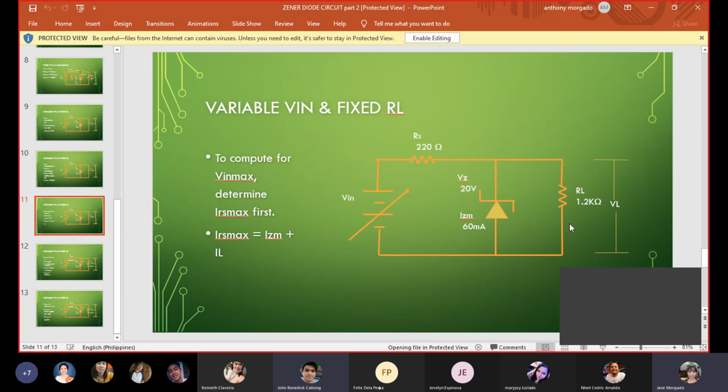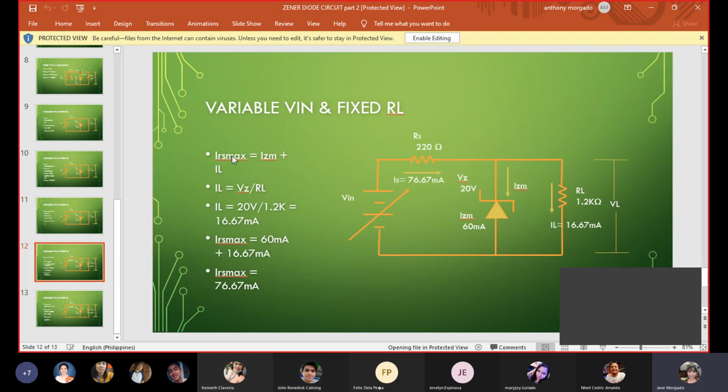RL over V. Okay, so we will use V over IR. So current is equal to, again, ma'am, RL po over VL po ba? Baliktad. Yan. IVR. V over R. Okay, V over R, kasi V is equal to IR. V is equal to IR. So, current is equal to V over R. Okay, Ohm's law.